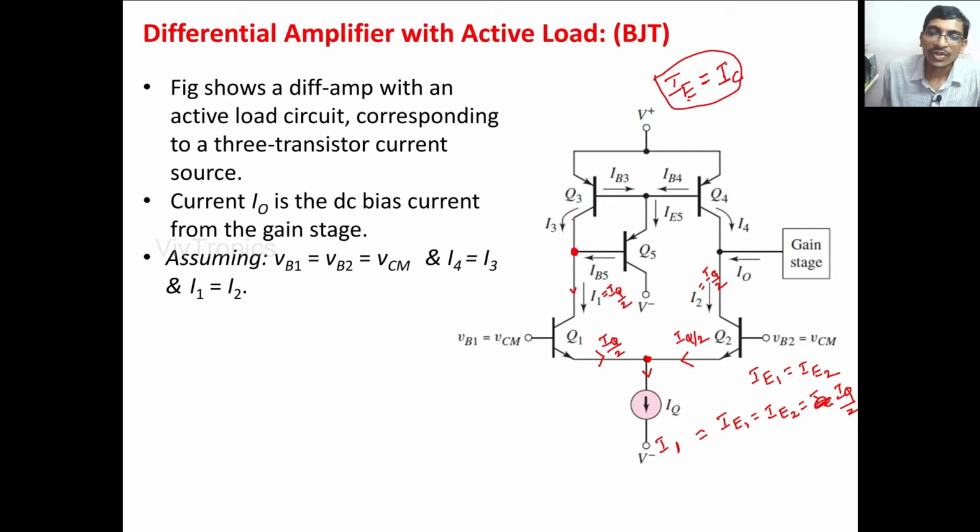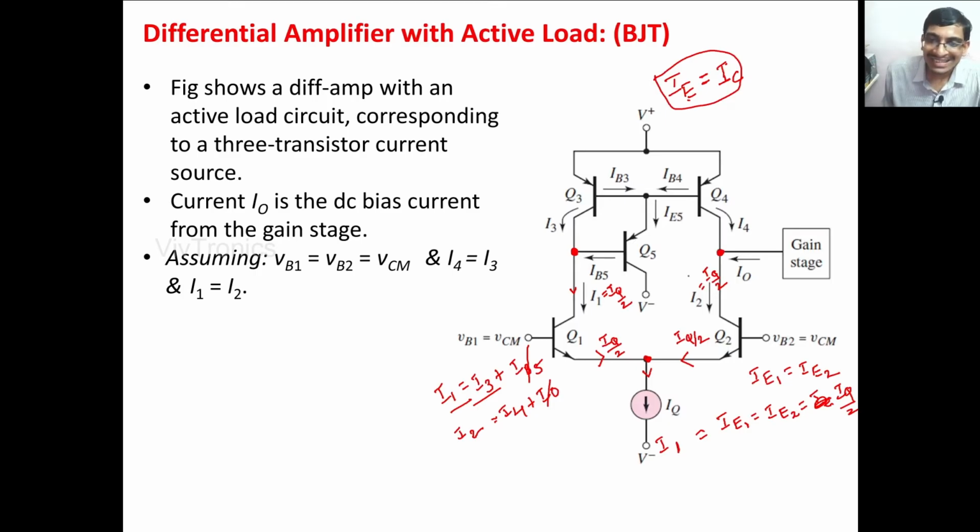At this node, assume two incoming currents and one outgoing current. I3 is the collector current of Q3, and it gets added with the base current of Q5, forming I1. Therefore, we can write I1 is equal to I3 plus IB5. If you neglect the current IB5, then we can say I1 is equal to I3. Similarly, at this output side node, the I4 current plus the I0 current becomes the I2 current. If you neglect the I0 current, we can say I2 is equal to I4.